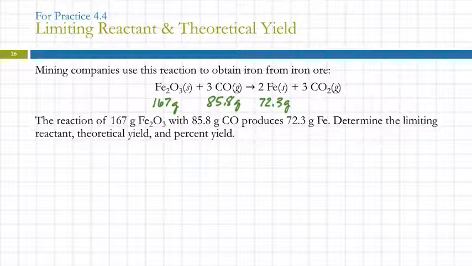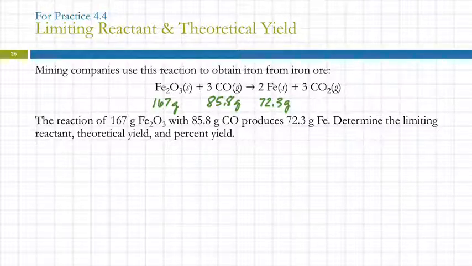Where's my question mark? What are they asking me for? So they want the limiting reactant. In order to do that, we have to calculate the amount of product and find out which is smaller. They want the theoretical yield, that's the amount of product that can be made. And then they want the percent yield. Percent yield is the actual yield divided by the theoretical yield times 100. So we can't do that one first because we don't know what the theoretical yield is. So theoretical yield is what I need to calculate first.